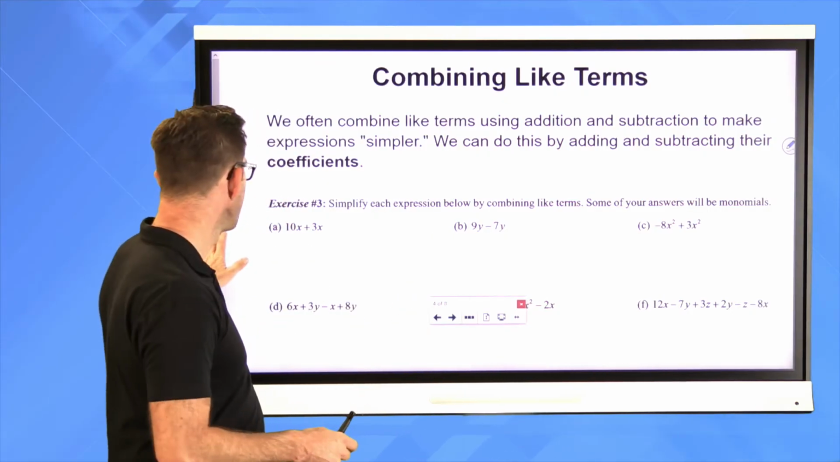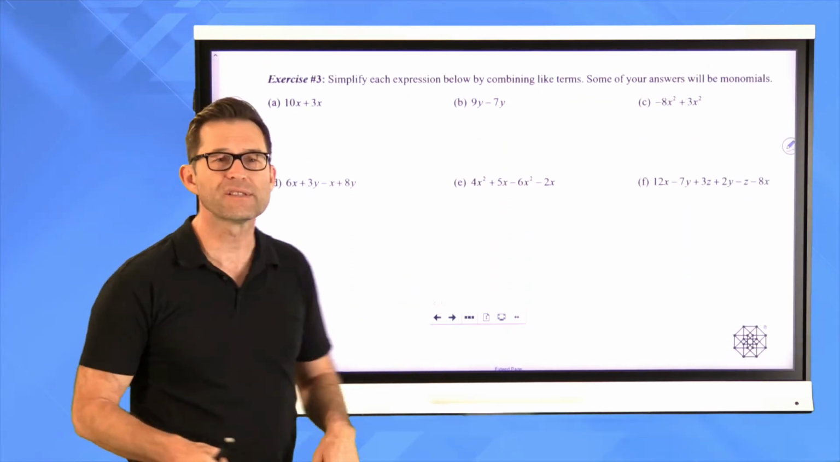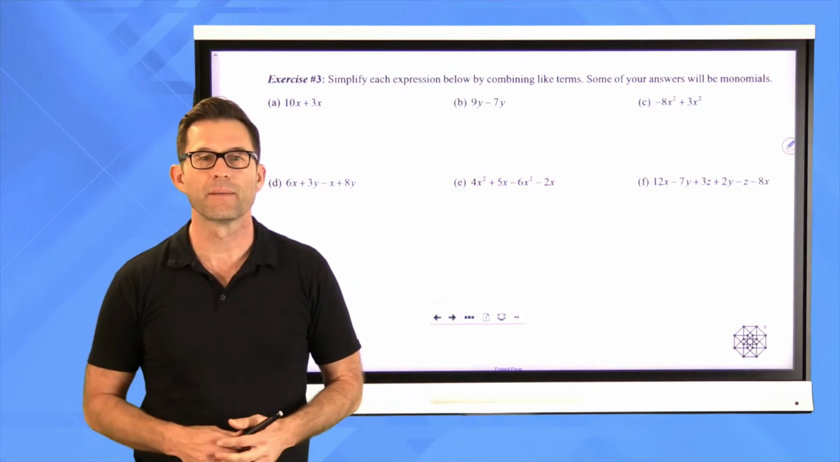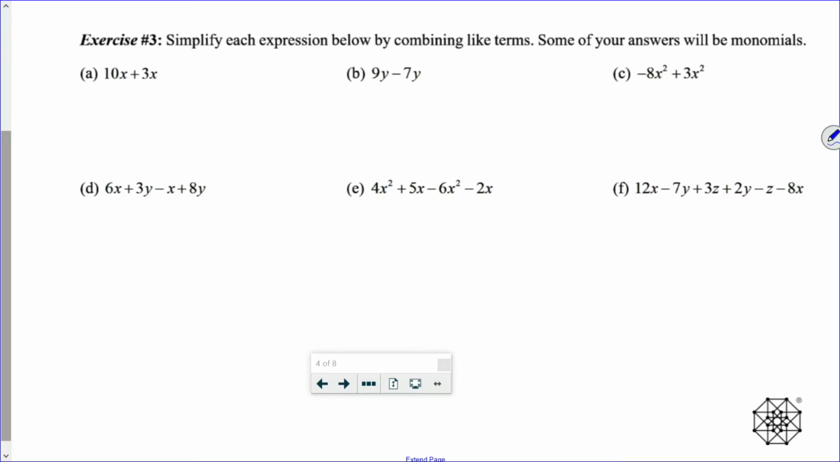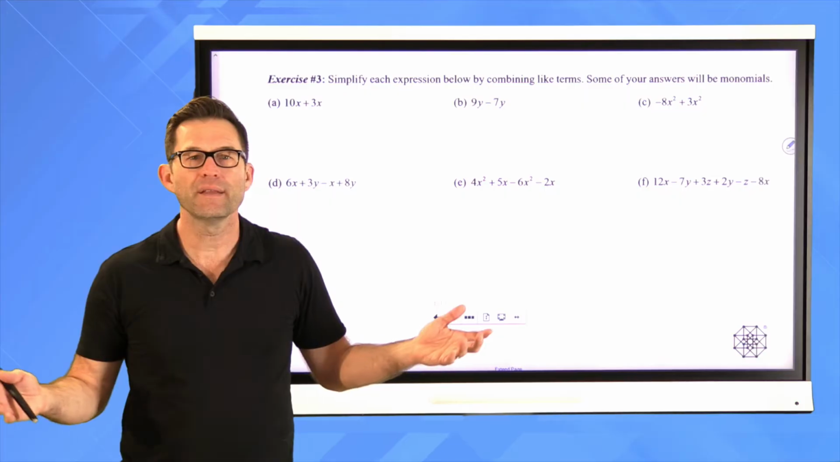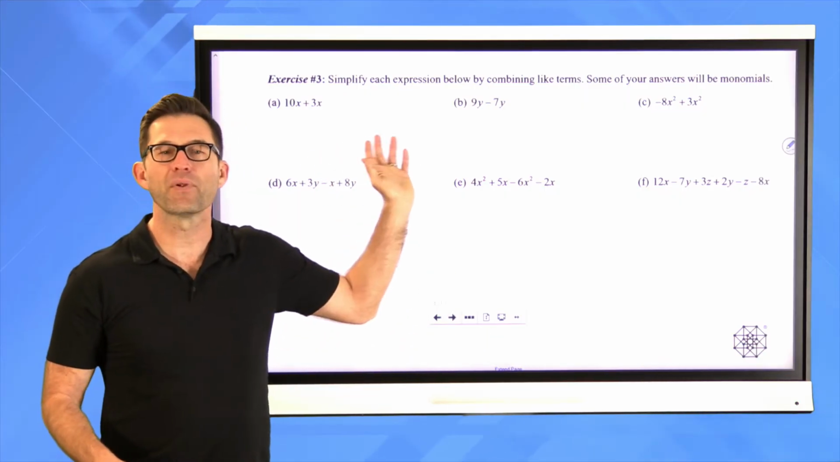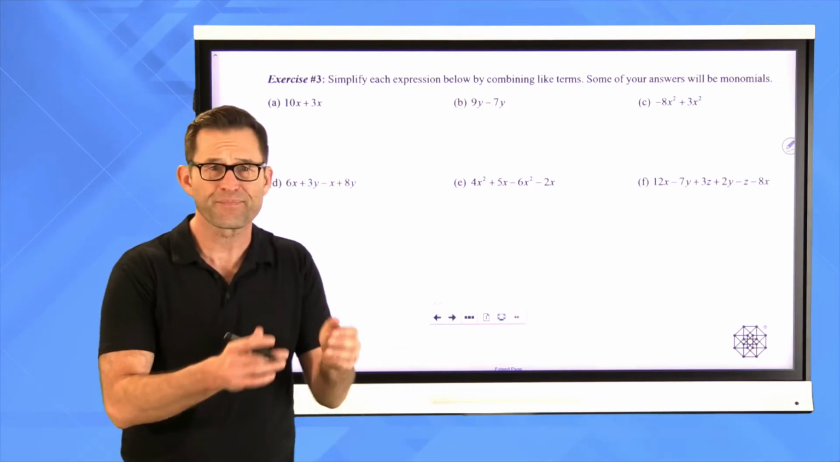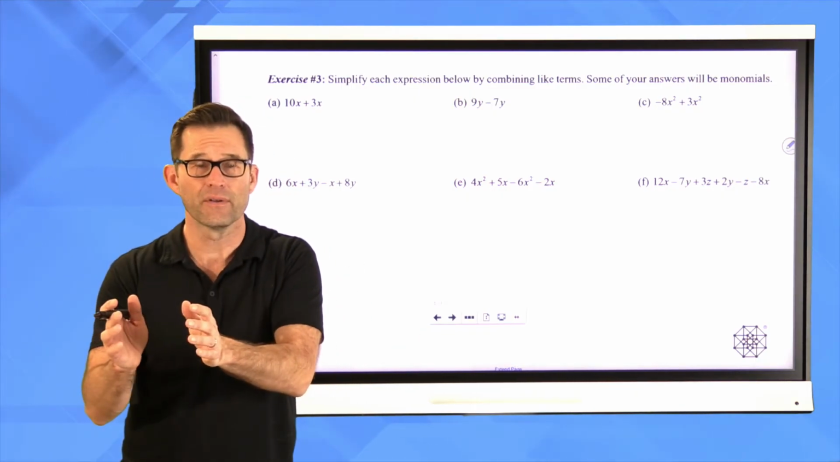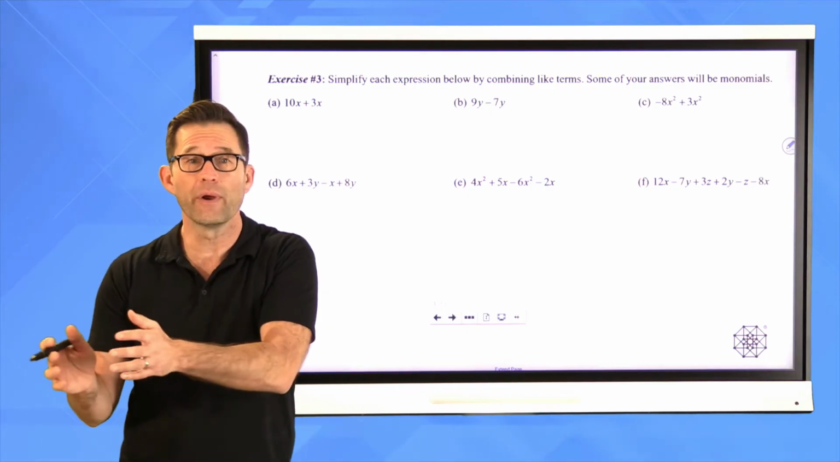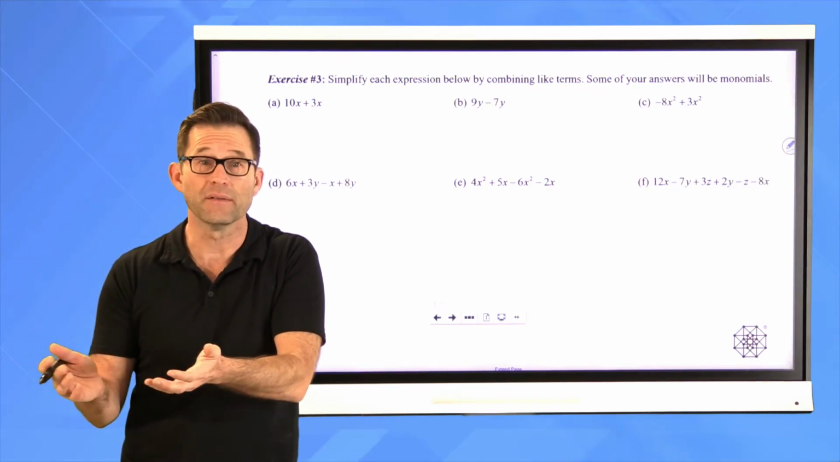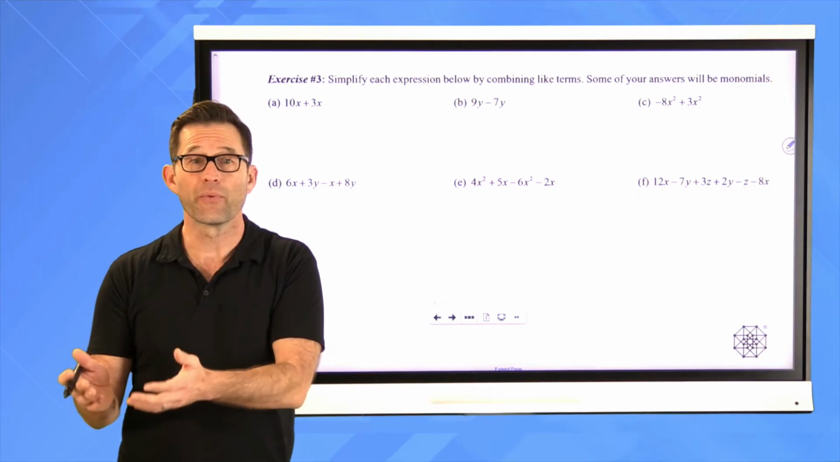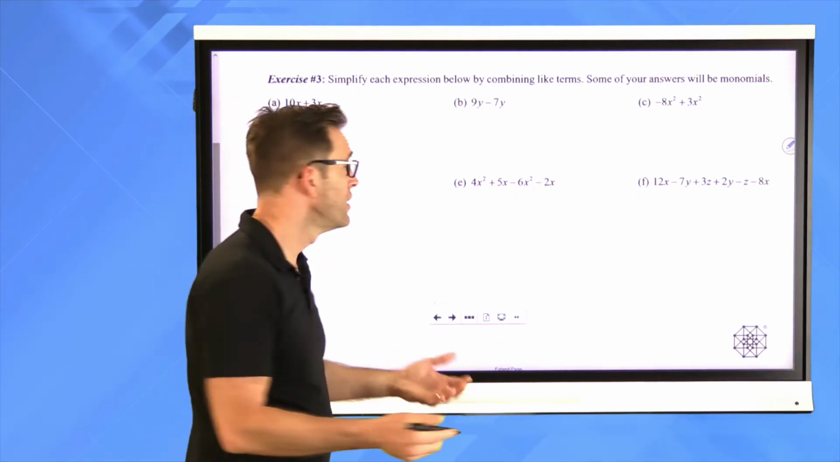Let's take a look. And we did this before in a previous exercise. Exercise number 3. Simplify each expression below by combining like terms. Some of your answers will be monomials. So it's easy. I've got 10x plus 3x. I've got 13x. All I'm doing is saying I've got 10x's added together. That's what 10x means. I've got 3x's added together. That's what 3x means. So if I add 10x's to 3x's, I have 13x's.